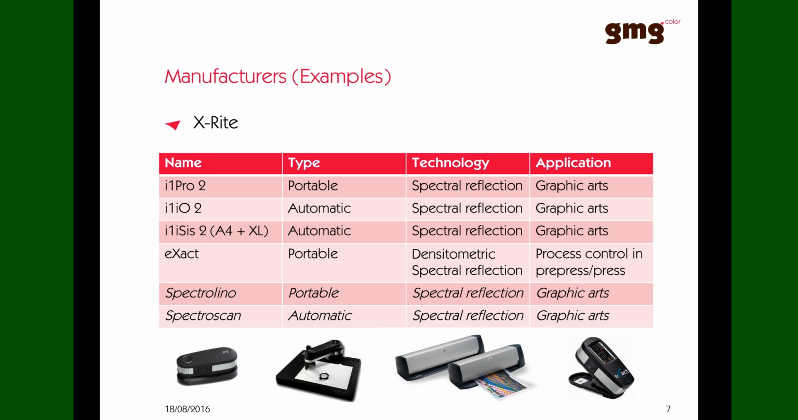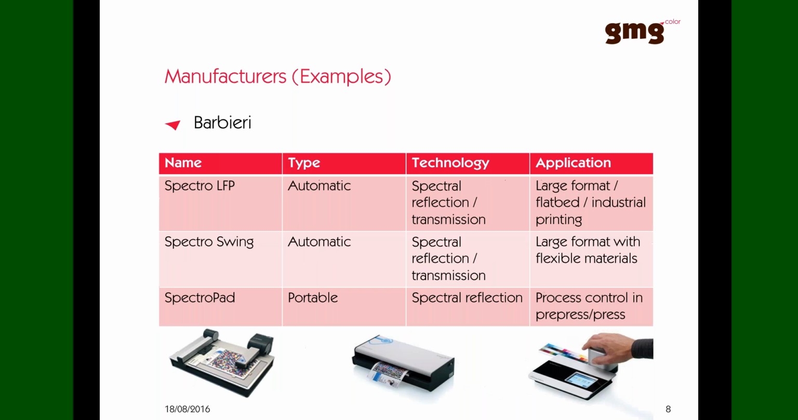Let's continue to another vendor. There's also Barbieri. Barbieri has, for example, the Spectra LFP on the lower left-hand side. It's also an automatic measuring device. It can measure the spectral reflection, but it can also do transmission measurements. So you can also measure transparent foils, for example, using this device.